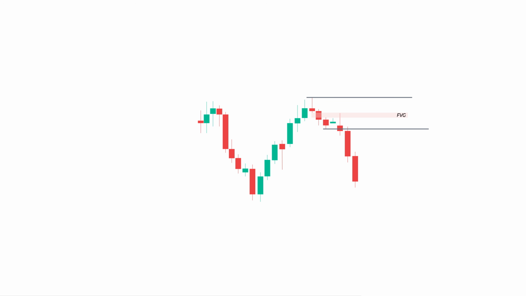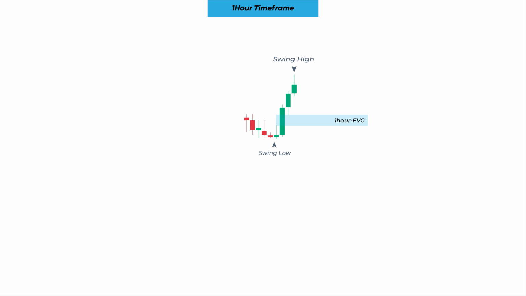But there's another problem. What happens when FVGs from different time frames are competing for the same price movement? This is where the magnet rule becomes critical. Look at this 1 hour bullish order flow leg.